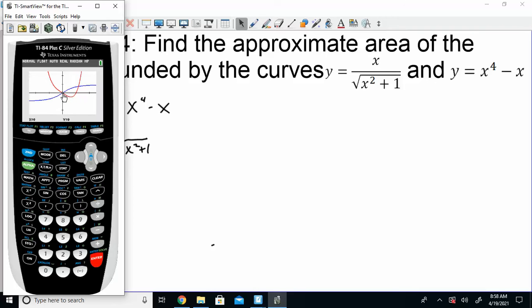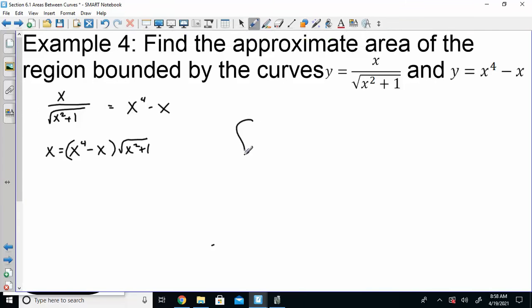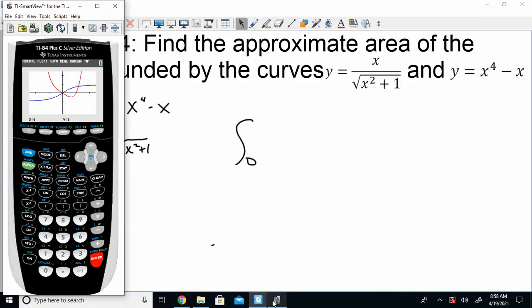Can you guys tell what this point is? 0. And we should be able to check that pretty easily. If you plugged in 0, you get 0 for both of them. So that's the first one. So we are integrating from 0 to, we need to find the second one. If you remember how to do that, you can go to second, trace. We want where two curves meet, that is intersect, number 5.